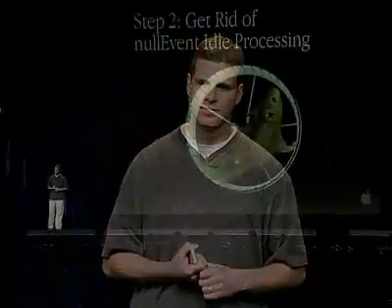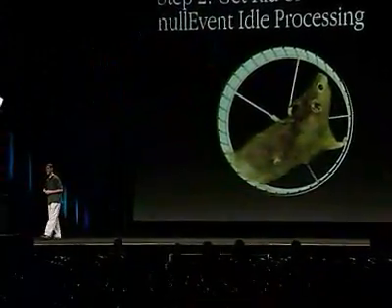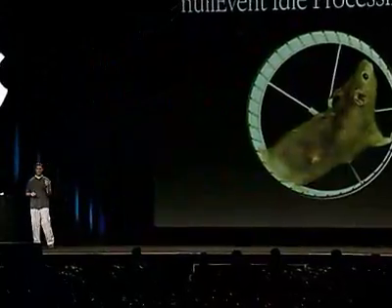Step 2. Get rid of your null event idle processing. This is important because you're just spinning. You're sitting on waitNextEvent waiting for nothing to happen in order for you to go ahead and do something. So what is the problem? What are you trying to solve with idle event processing?